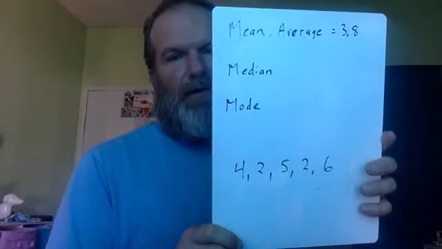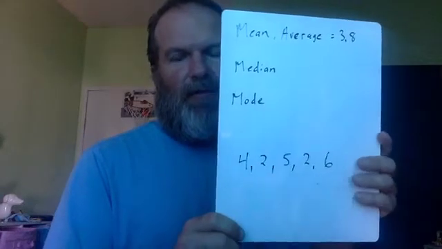Median is the number that's right in the middle when you rearrange them from smallest to largest. So median, you have to rearrange them. So 2, 2, 4, 5, 6. And which one is in the middle of that group? It's 4. So the median is 4 for that one.